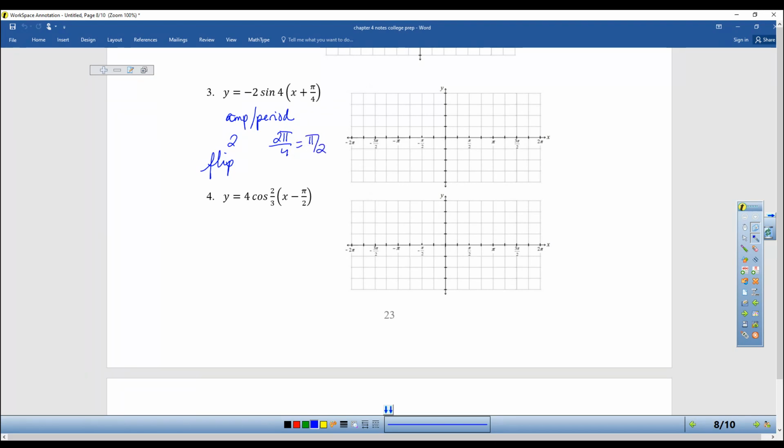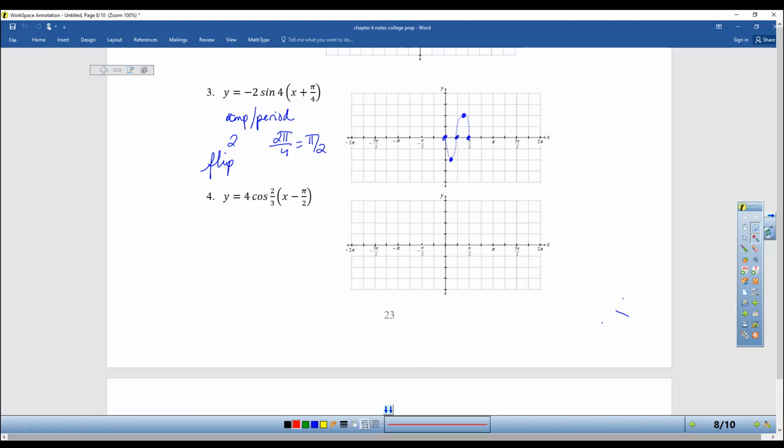And the only reason I like doing this first is because I think to myself, sine starts at 0. I just like that it starts at 0. And then it ends at pi halves. And in the middle, it's 0. And then in this case, it goes down to negative 2 and then up to positive 2. And that would be my parent. And then I would just take that graph and I would shift it.